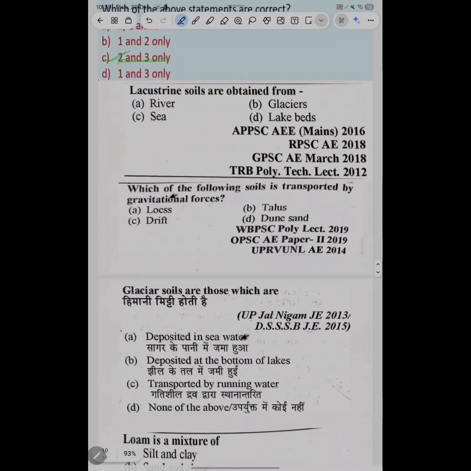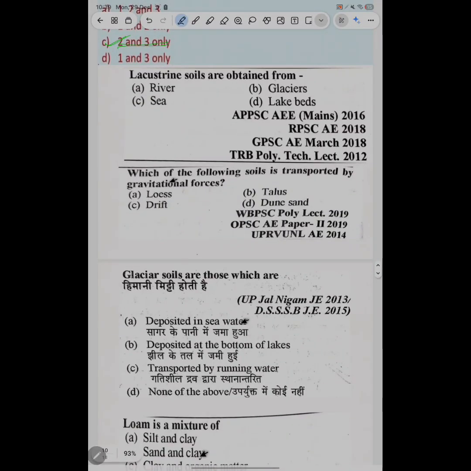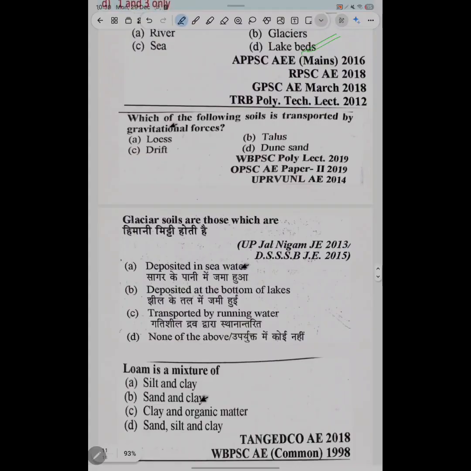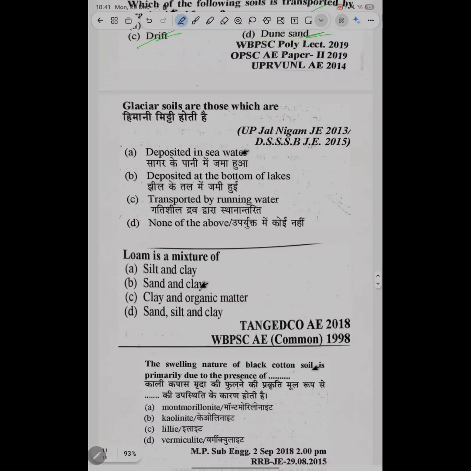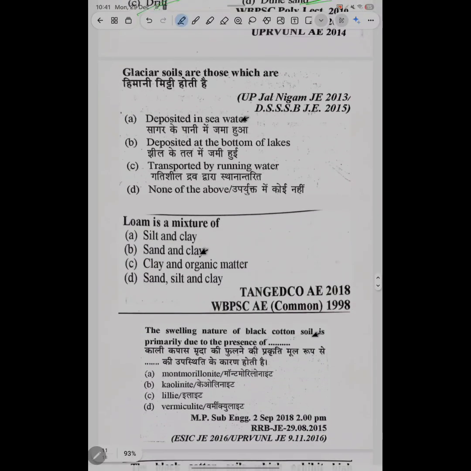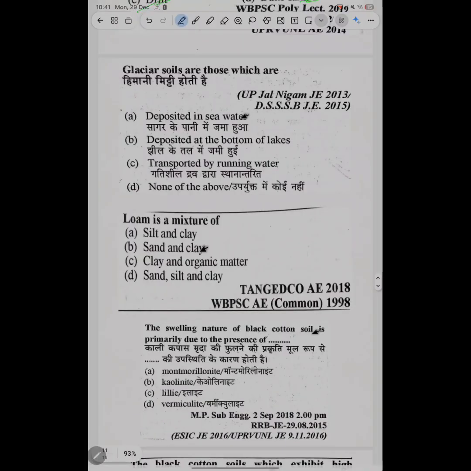Okay, next question. Lacustrine soils are obtained from lake beds. So easy. We discussed this question so many times. Which of the following soils is transported by gravitational force? Gravitational force, talus. Loess is aeolian. Drift. Sand dune is also by wind. Drift, glaciers. Okay, next. Glacier soils are those which are deposited in seawater, deposited at the bottom of lakes, transported by running water, none of the above.